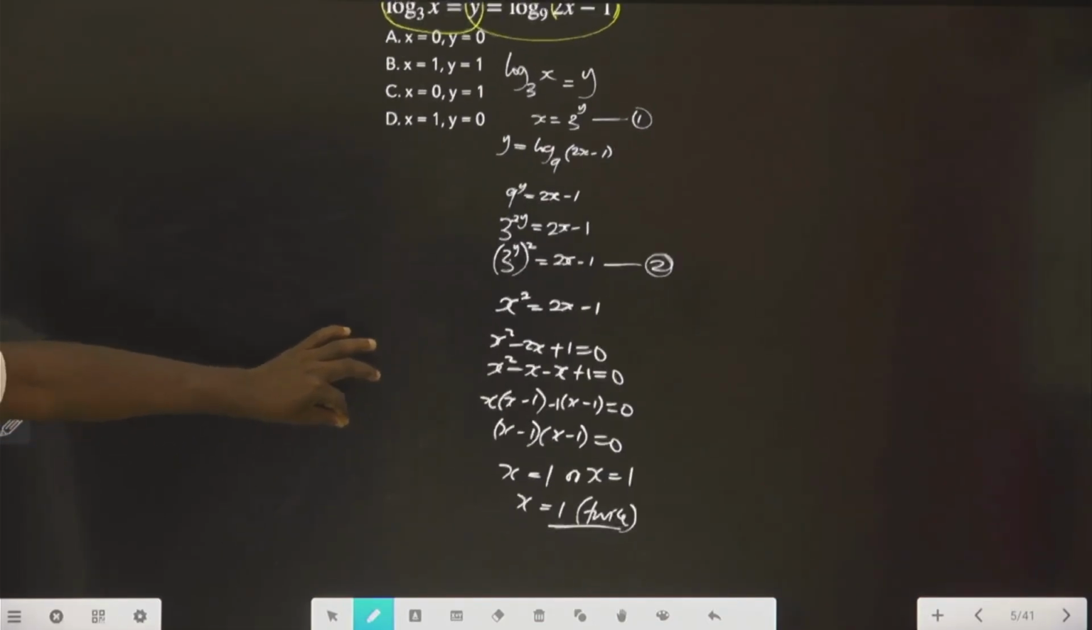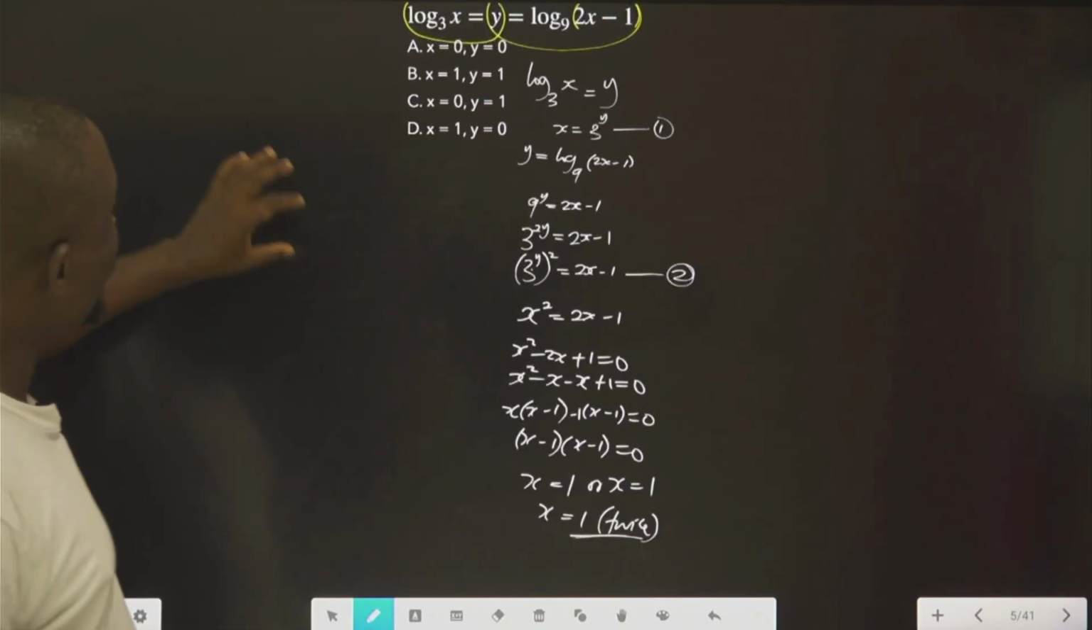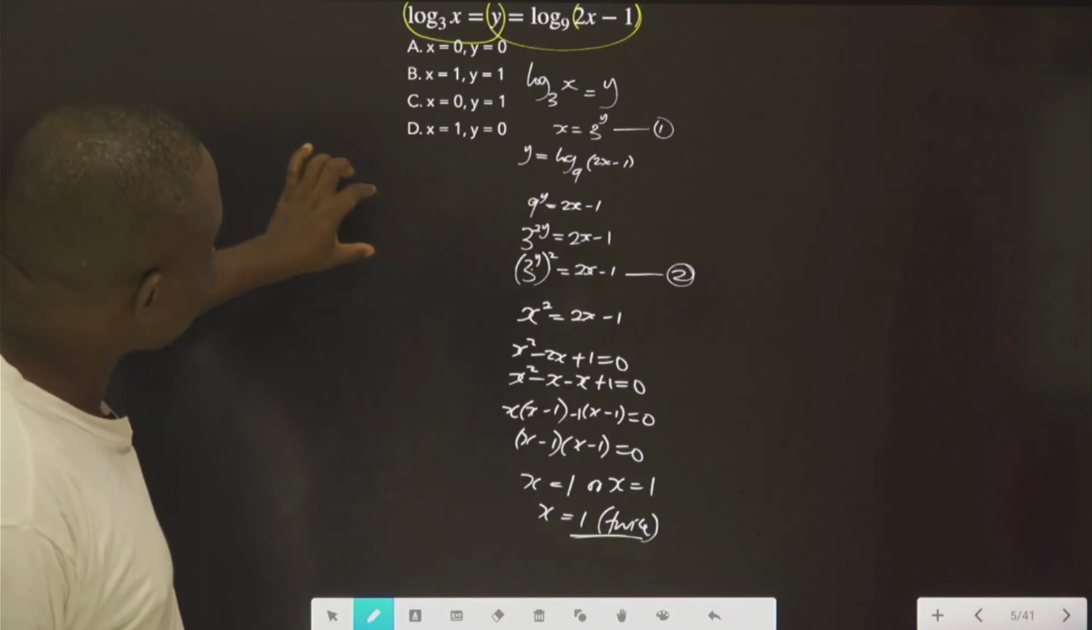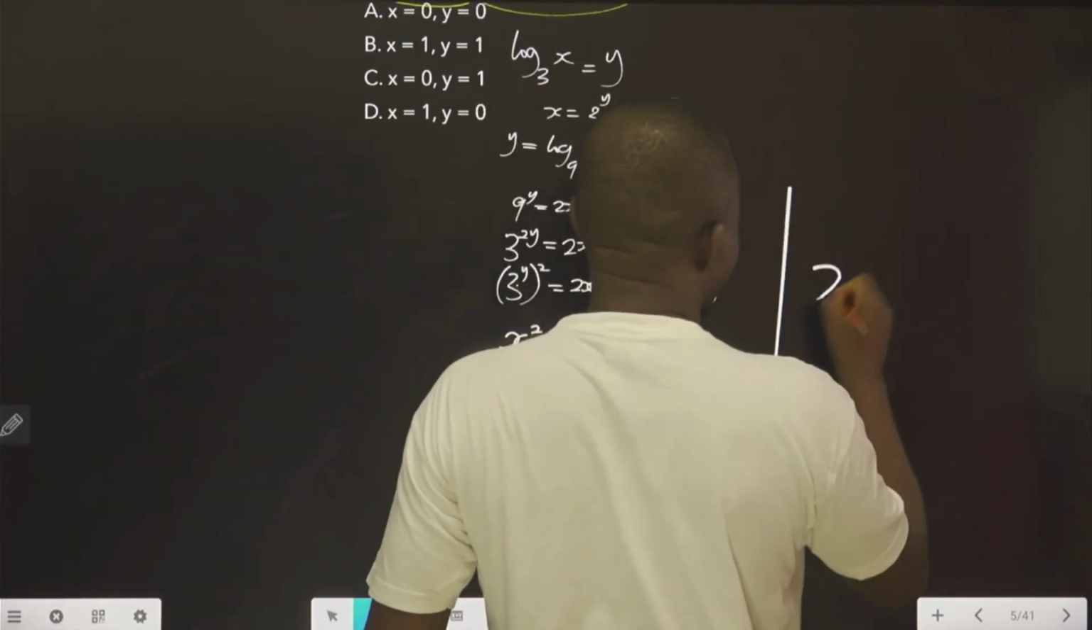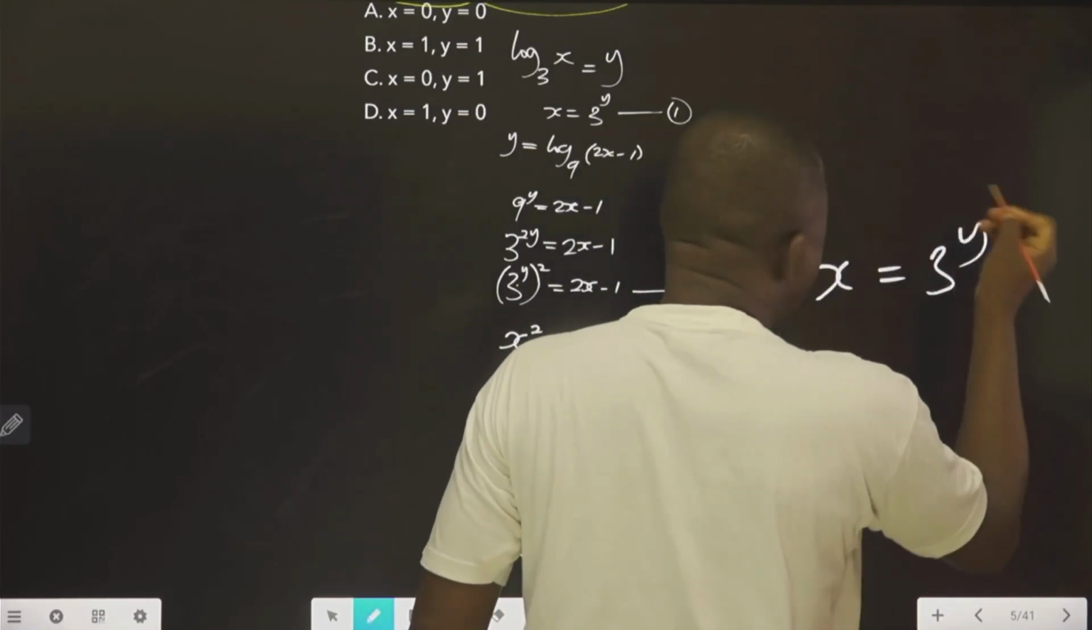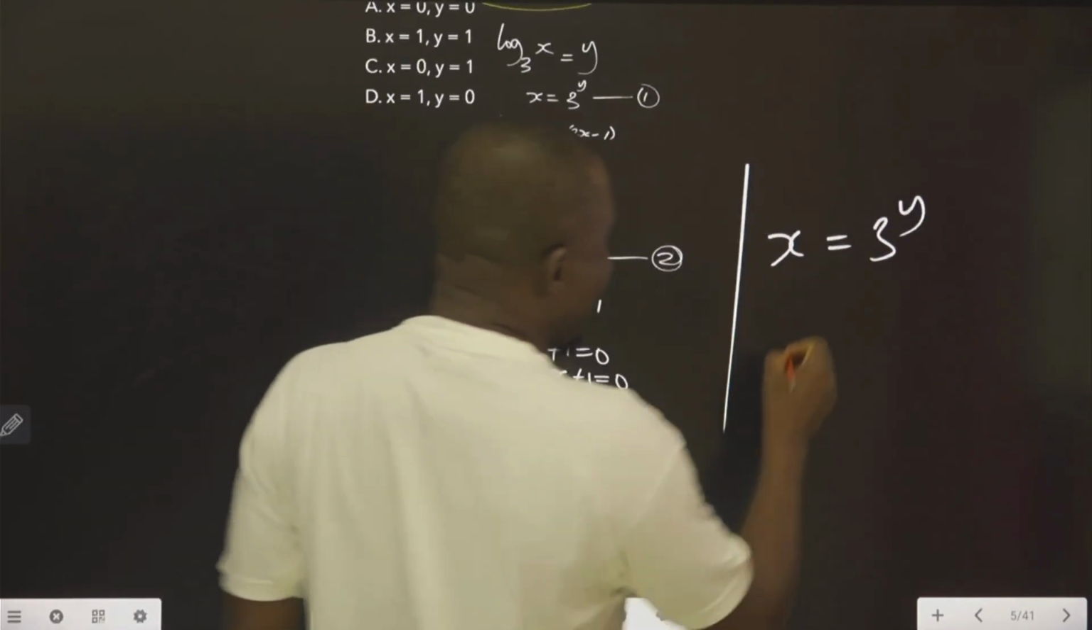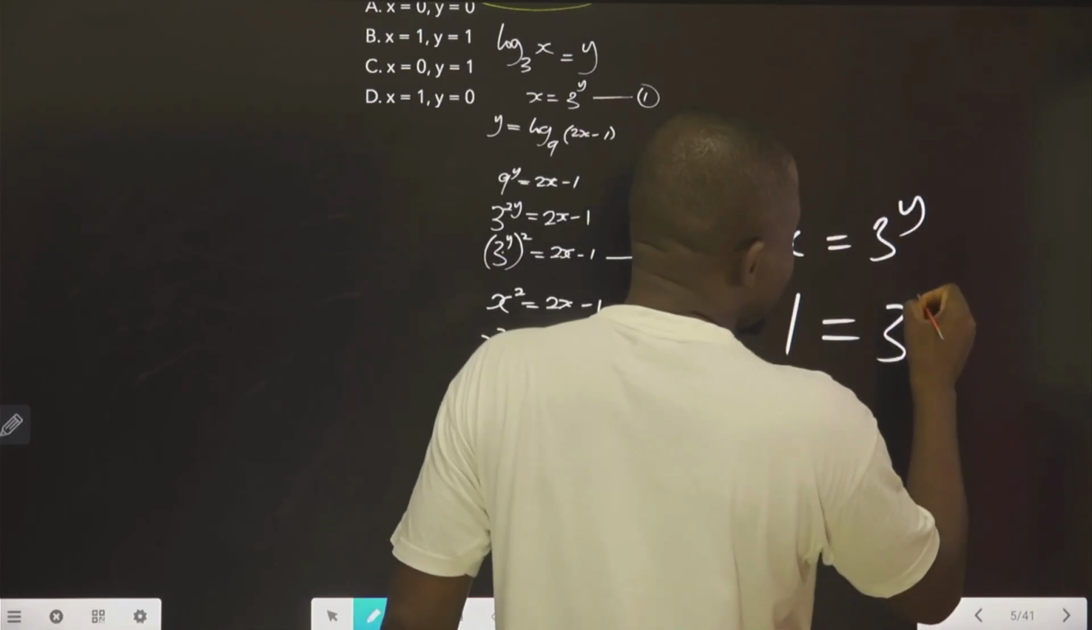Now that we have x, remember the question says solve this. We don't know y yet, we know x. So now let's go and find y. Okay? We already know that x is equal to 3 raised to the power y. Now that we know x to be 1, we put this here.